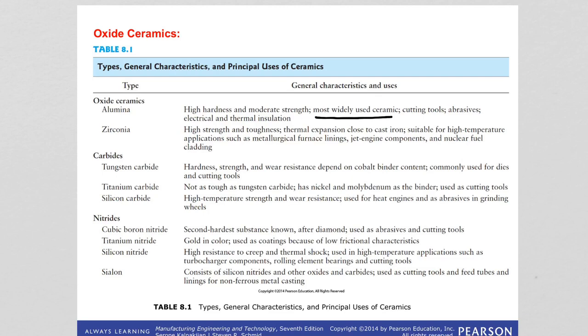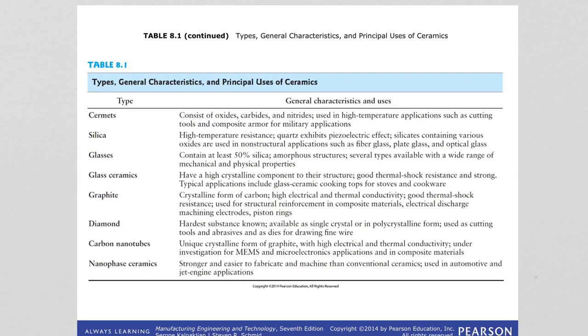And this table also shows us other types of ceramics, like carbides, tungsten carbide, which I asked in one of the homework questions, titanium carbide, silicon carbide, and then nitrides: boron nitride, titanium nitride, silicon nitride, etc. We will be covering all these materials, and you can go back and see this table to get an idea about the general properties and applications of a variety of ceramics. Okay. So this table also continues, of course, with glasses, glass ceramics, silica, graphite, diamond, carbon nanotubes, nanomaterials, and nanomaterial ceramics, and we're going to cover all of them in this chapter.